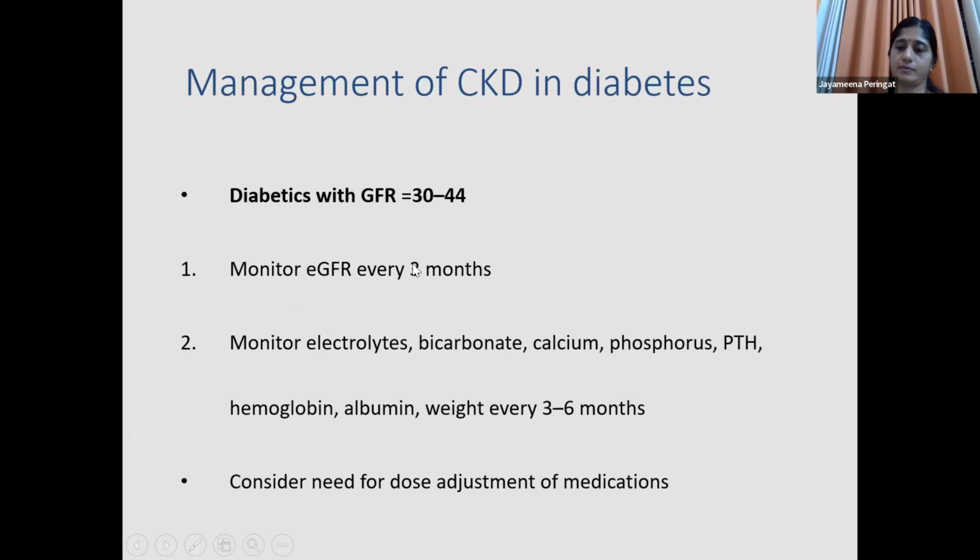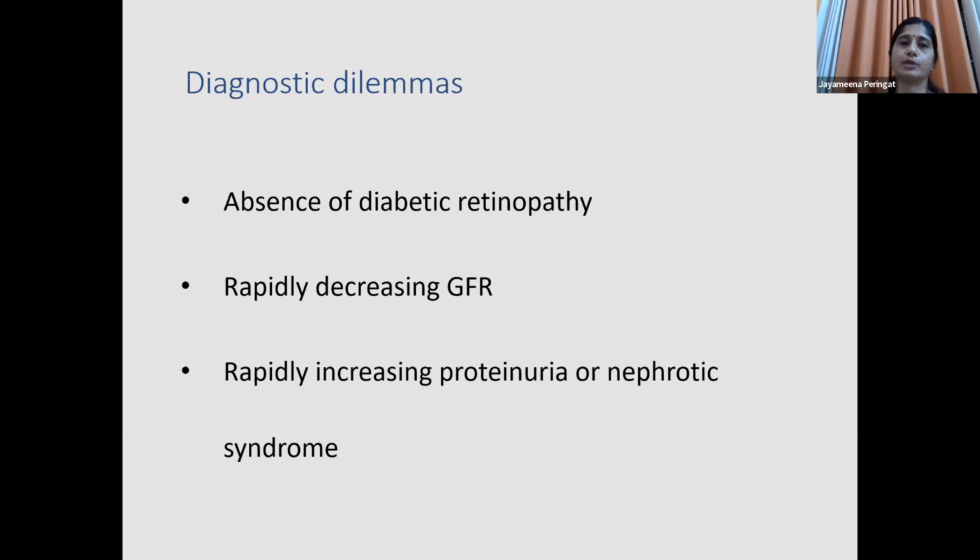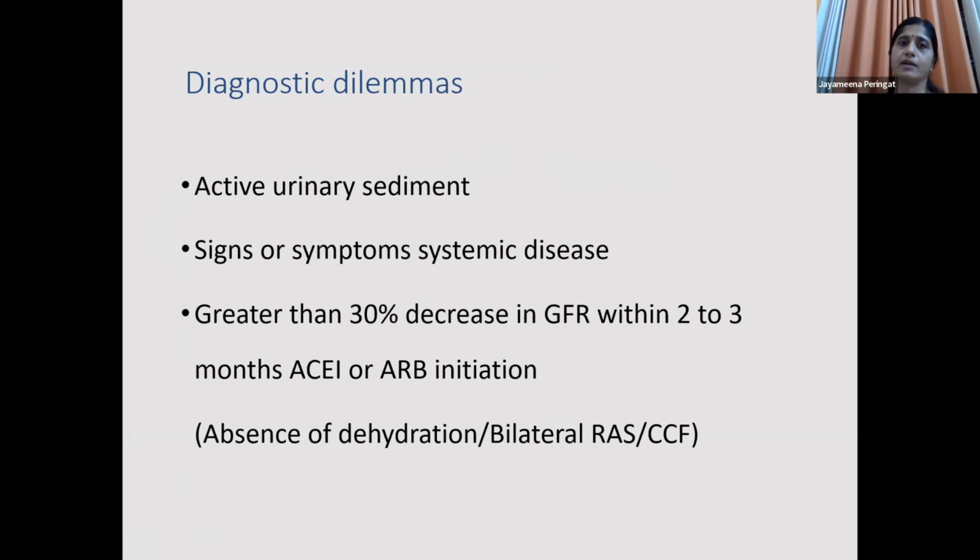So what are the diagnostic dilemmas? If you see a patient with proteinuria in the absence of diabetic retinopathy, or a rapid decline in GFR, or an increase in proteinuria or nephrotic syndrome right from the presentation of nephropathy, or an active urinary sediment, especially RBCs, or a decline in GFR of more than 30% within 2 to 3 months of initiating ARB, all these things point towards you're not dealing with diabetic nephropathy, you're dealing with some other renal issue.